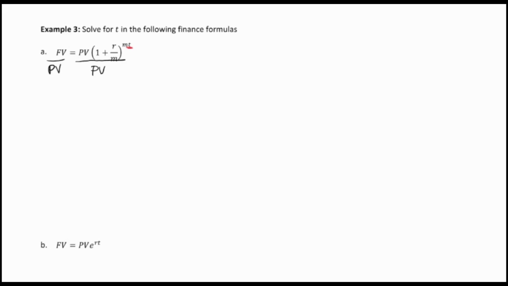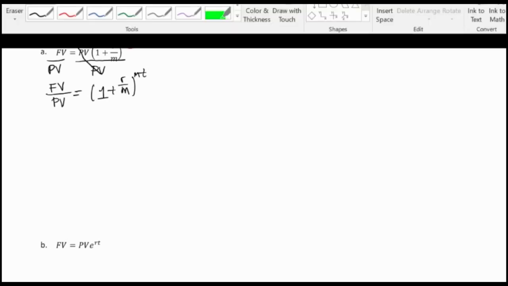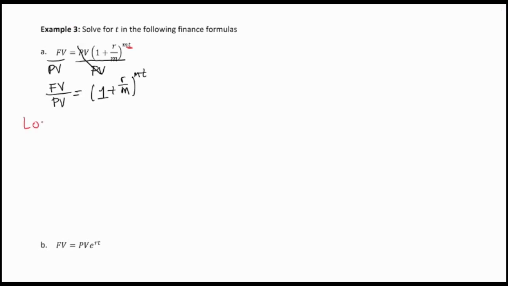You will learn the meaning of this in the next section. So this cancels. So I have FV over PV equals 1 plus r over m to the mt. Now we're going to take the log on both sides. So we have a log of FV over PV equals a log of 1 plus r over m to the mt.